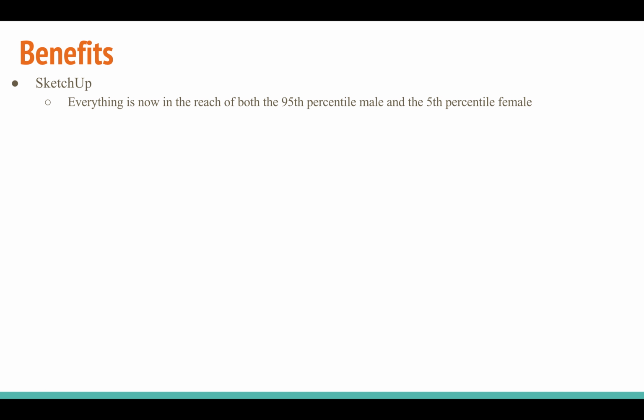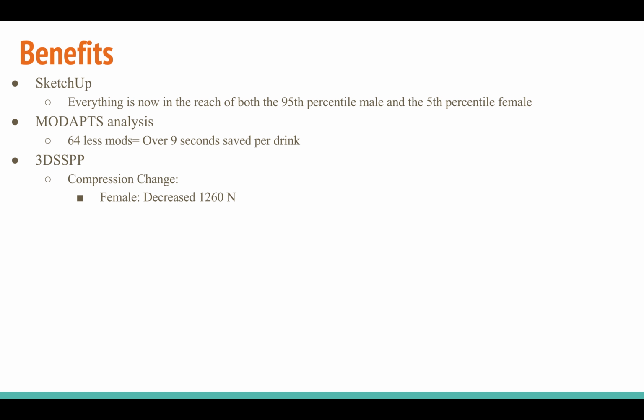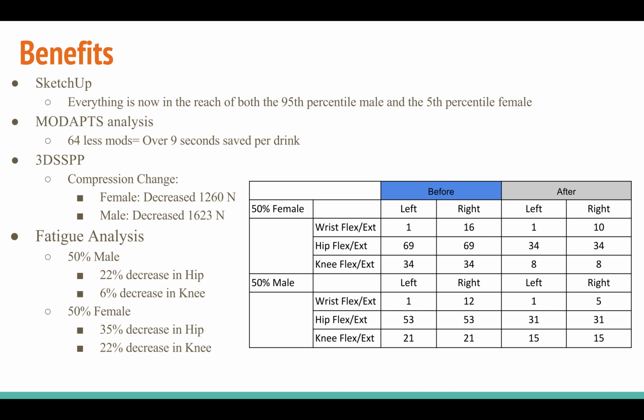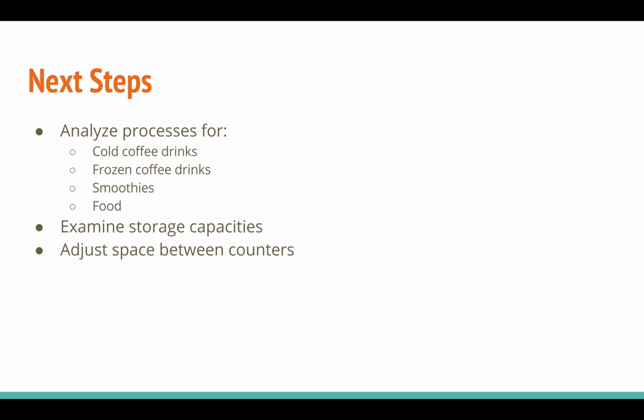So just to review the benefits of our new layout, everything is now in the reach of both the 95th percentile male and the 5th percentile female. In the MODAPS analysis, we lost roughly 9 seconds per drink. In the 3D SSPP, we decreased the compression on the female by 1,260 newtons and on the male by 1,623 newtons. And for the 50th percentile male, we decreased the hip fatigue by 22% and 6% in the knees. And for the 50th percentile female, we decreased the fatigue by 35% in the hips and 22% in the knees, as you can see in the chart on the right.